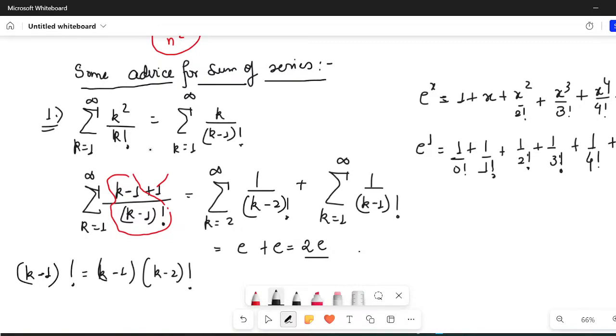So in this particular scenario, this is what has been written. This can be equated to 2e. So a question may be asked in your examination, what is the sum of this series? So the answer would be 2e. I hope it is clear.